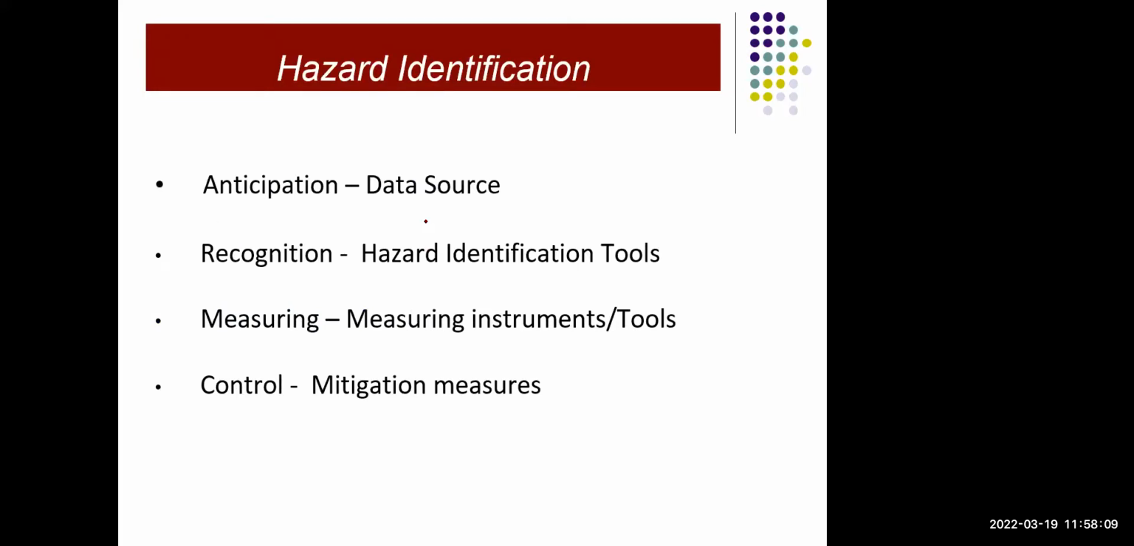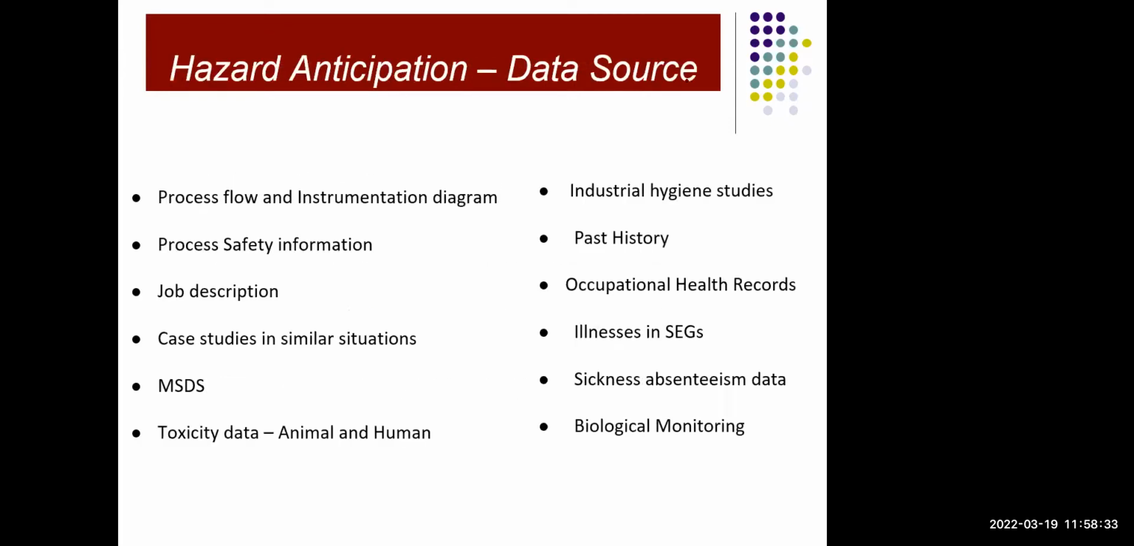So anticipation is a data source. The data is very great, like the process flow and safety diagram, then the textbooks, the past incidents, your health check, surveillance forms, sickness absence, there are many things. Recognition is the hazard identification tool, we can talk about it for 1 hour. Measuring instruments are the tool, and control is the mitigation measures. I'm not going to read this. There are many data sources available from where the hazard is anticipated.